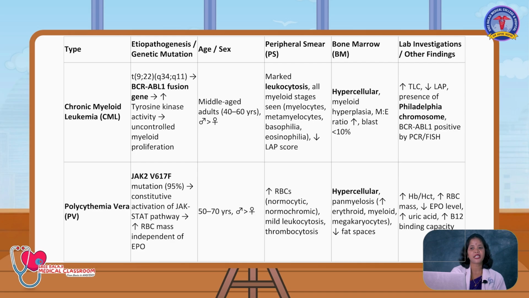In lab investigation, hemoglobin and hematocrit will be increased, and RBC mass will also be increased. The typical finding of polycythemia vera is that EPO will be decreased, and there will be an increase in uric acid and vitamin B12 in polycythemia vera.